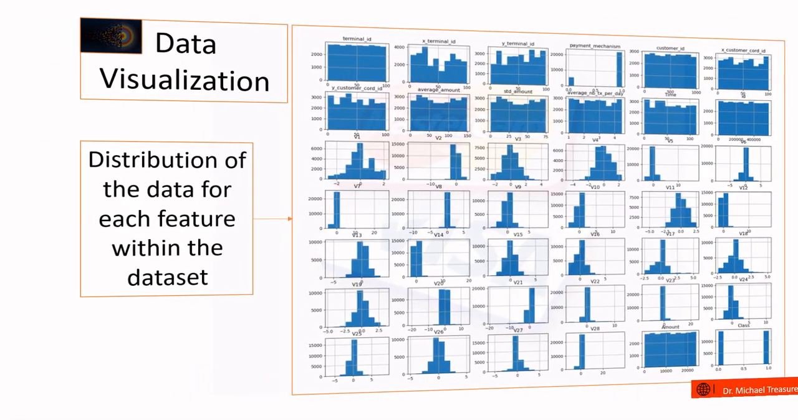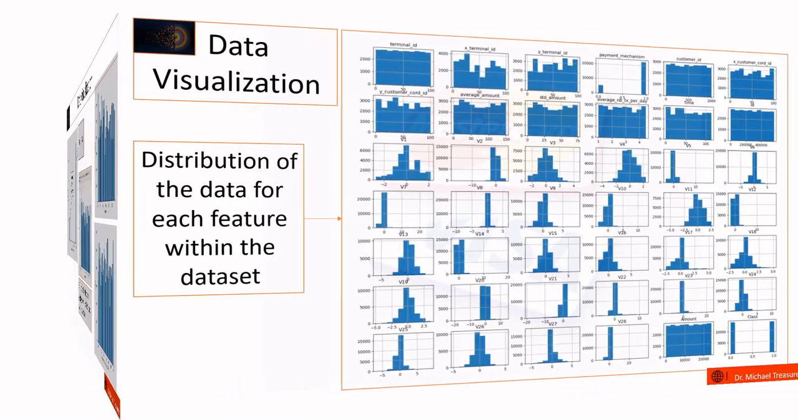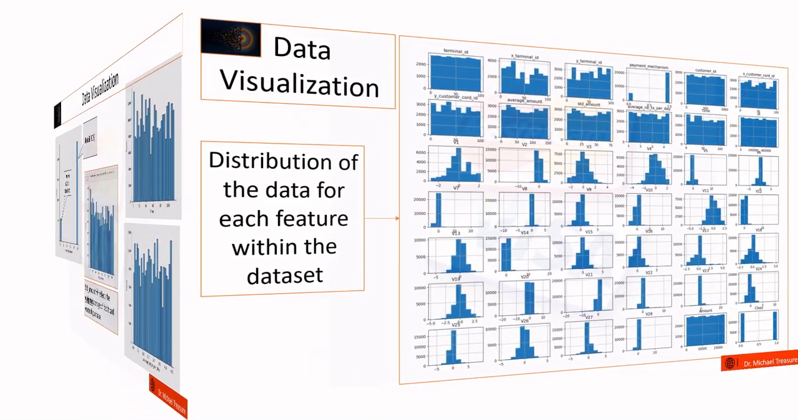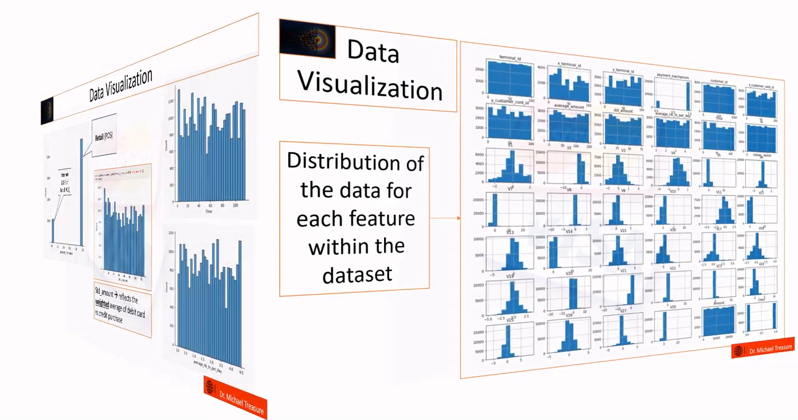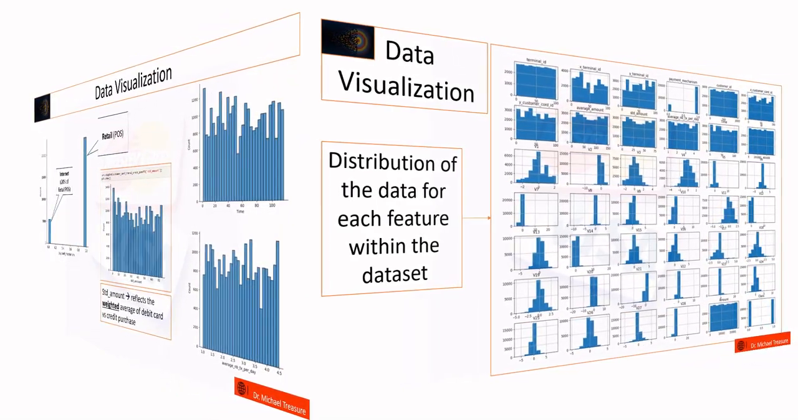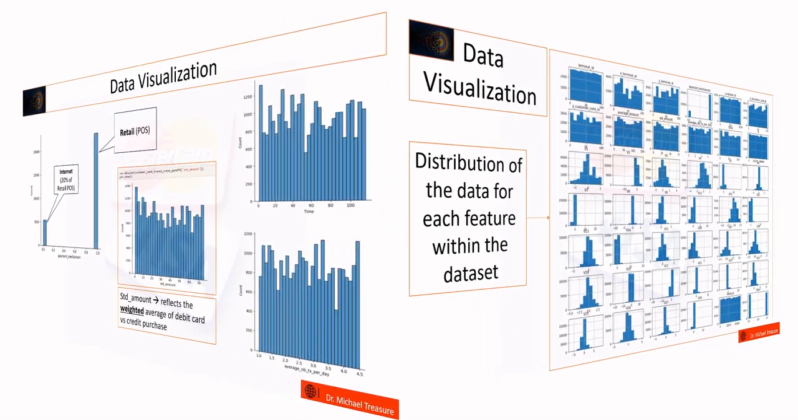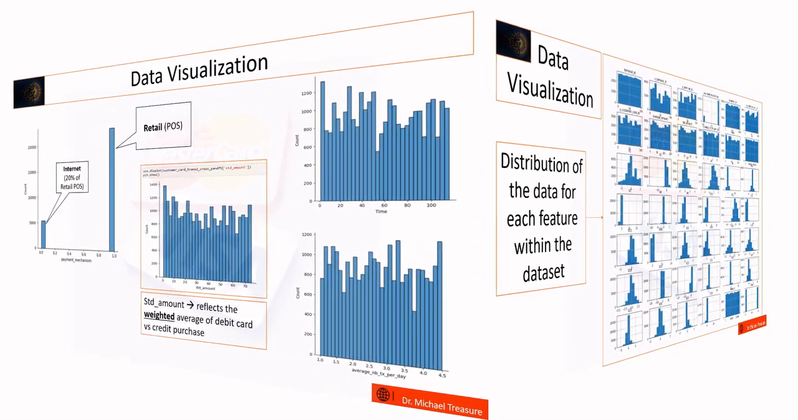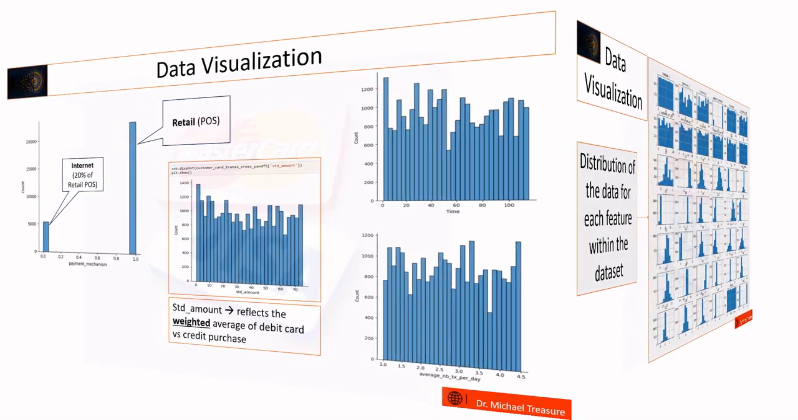This shows a panoramic view of 42 plots representing the 42 features of the dataset that will be used to develop and train our machine learning model. Of the 42 plots mentioned earlier, I have focused on a few here. Note the following. The ratio of retail point of sale versus internet transaction reflects our ratio of 80% to 20% respectively.